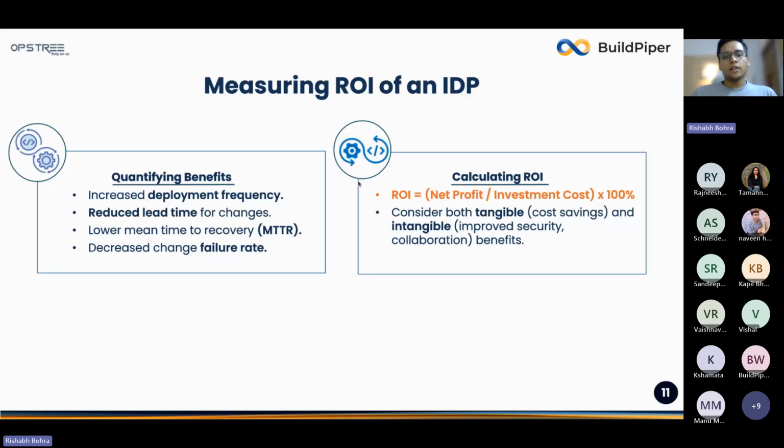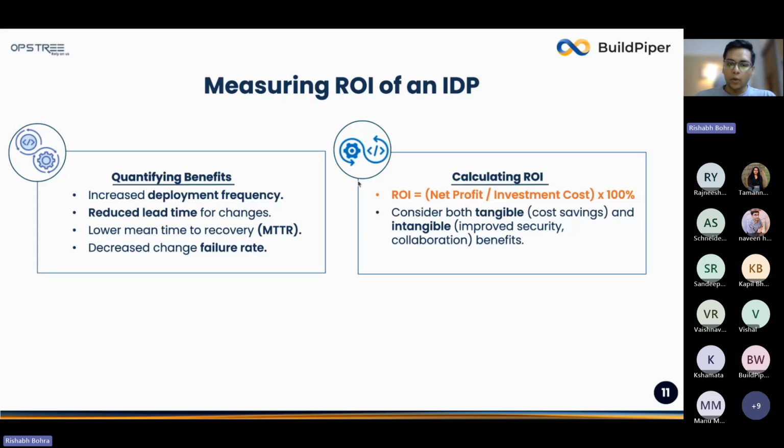With this, let's come to discuss how you can measure the ROI of an IDP, essentially what it takes to measure the ROIs and what are the best ways to, let's say, standardize the KPIs which you need to create whenever you are thinking about an IDP.